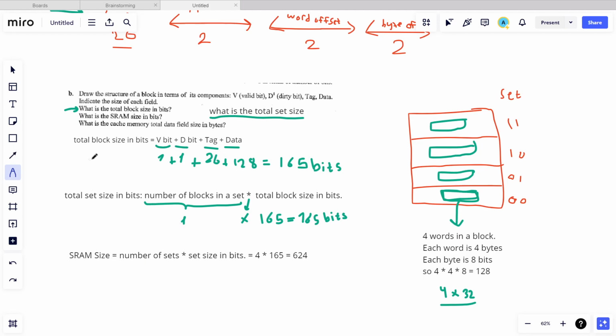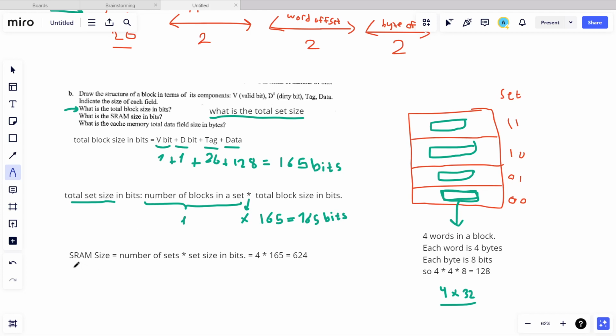So let's get back here. We said that total block size in bits is 165 bits, and we said that total set size is the total block size in bits times how many sets we have, times how many blocks in a set we have. We said that we have one block in each set. We have 4 sets: set number 1, set number 2, set number 3, set number 4, and in each set one block. One block multiplied by 165 bits gives us 165 bits, and this is the total set size in bits.